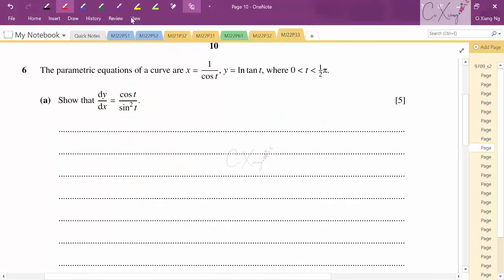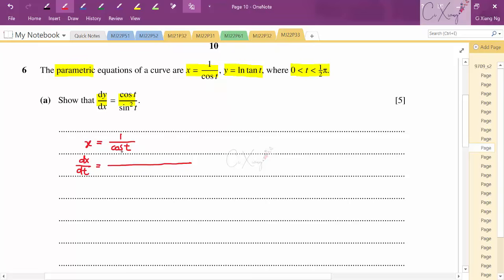Okay, so question number 6, we have the parametric equations, and t is given from 0 until pi over 2. First, they want us to show that dy/dx is equal to cos t over sine squared t. So we should start from our first parametric equation where x equals 1 over cos t. To me, this is a fraction, right? So to apply differentiation to a fraction, basically we can apply the quotient rule.